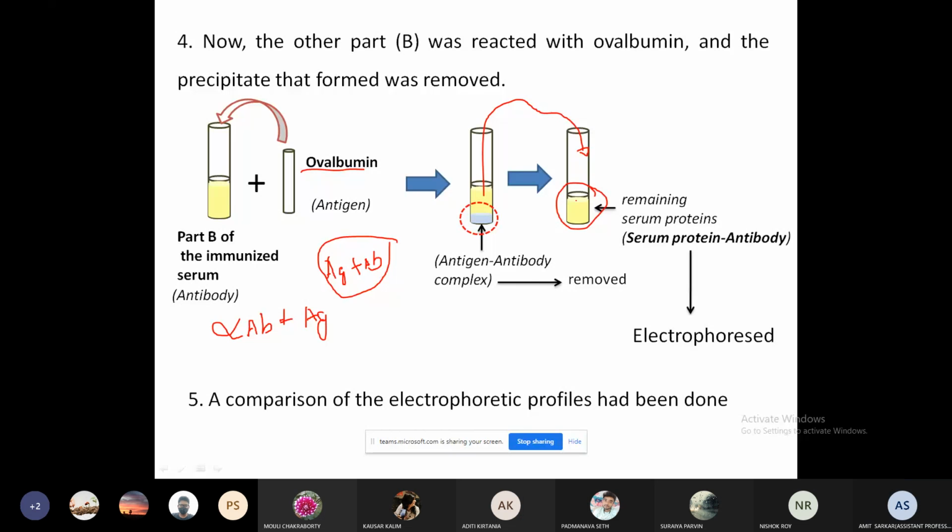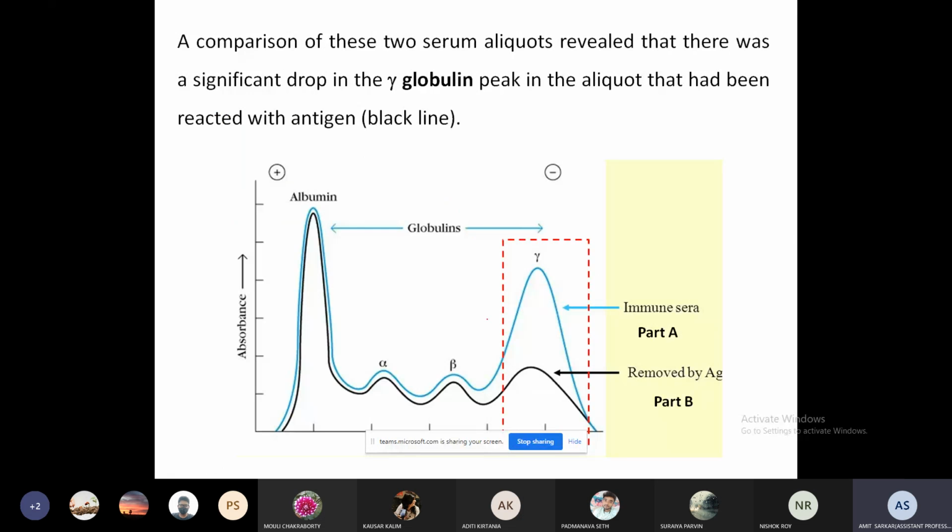Then they did the electrophoresis again on this part, just like what they did in part A. The only difference is that the ovalbumin antibody has been complexed and removed from the liquid. After the electrophoresis, you can see two different plots carefully. One is the blue one that we have already seen: the maximum is albumin, the second maximum is gamma globulin, and beta and alpha are very low in number.